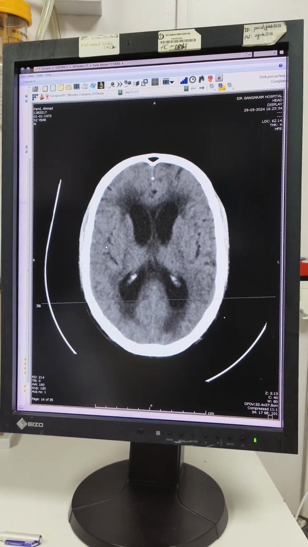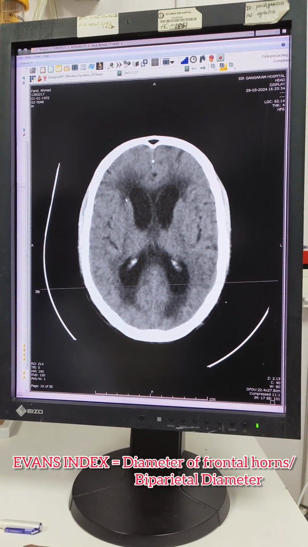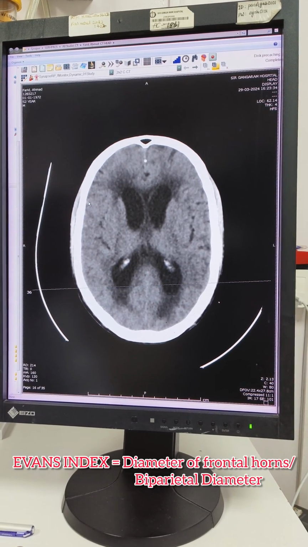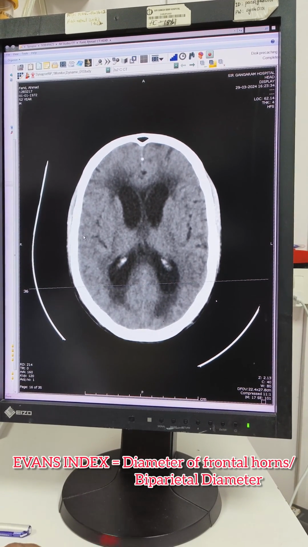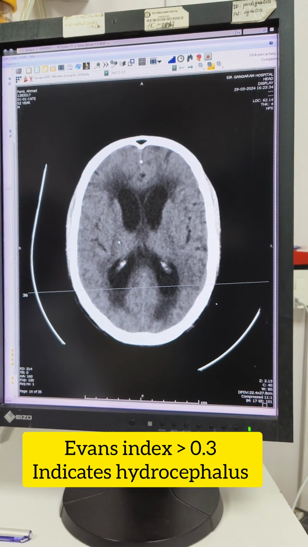We can try to calculate the Evans index also, which is the ratio between the frontal horns and the biparietal diameter at this same cut. If more than 0.3, it goes towards hydrocephalus. What we clinically have to see in this patient is whether he has any symptoms or signs of hydrocephalus.